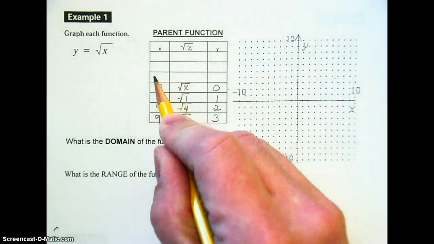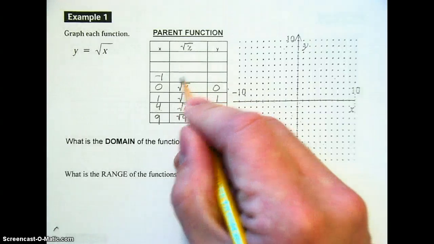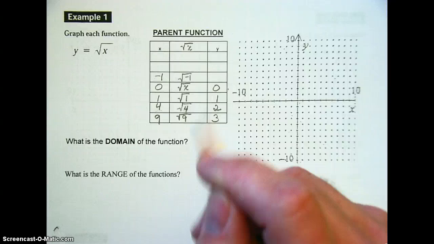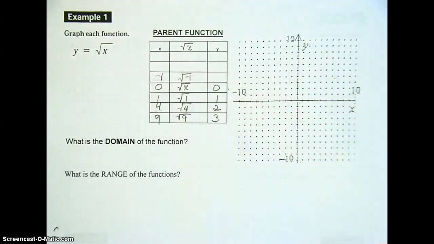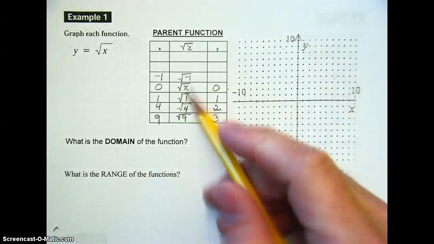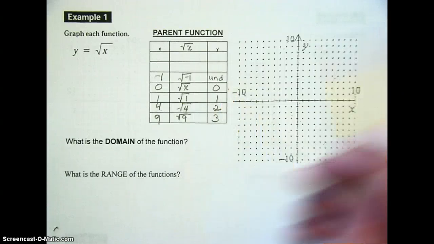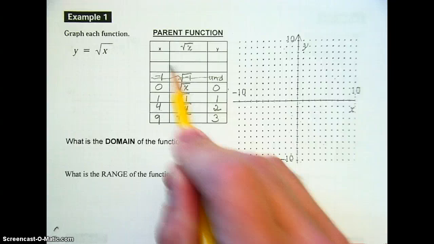Now, what number do we put here? -1. If we put -1 there, what's the square root of -1? No solution. Square root of -1? You can't square a negative. Brina? I thought you could square a negative. Yeah, you can't take the square root of a negative. You can't take the square root of a negative, so this is undefined. If you did that on your calculator, it'd give you an error. Okay? So all these negatives up here, these really aren't going to matter.